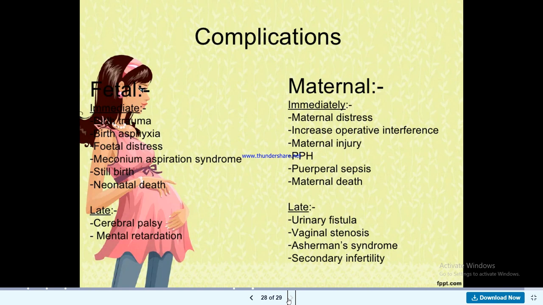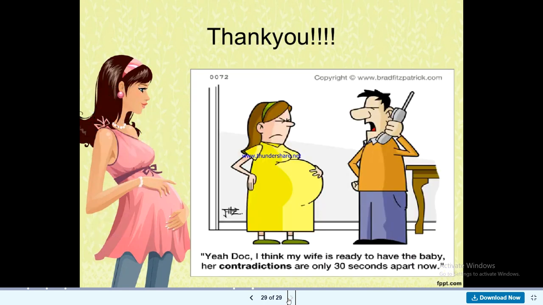Now, complications. Fetal and maternal, both complications. In the fetal complication, immediate: fetal trauma, birth asphyxia, fetal distress, meconium aspiration syndrome, stillbirth, neonatal death. Late: that is cerebral palsy, mental retardation. Maternal, immediately: maternal distress, increased operative interference, maternal injury, postpartum hemorrhage, puerperal sepsis, maternal death. Late: that is urinary fistula, vaginal stenosis, Asherman syndrome, secondary infertility.